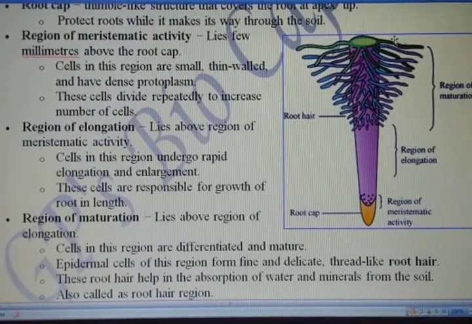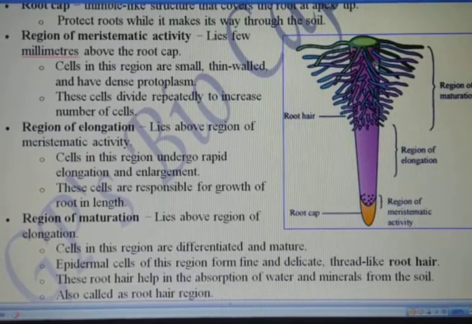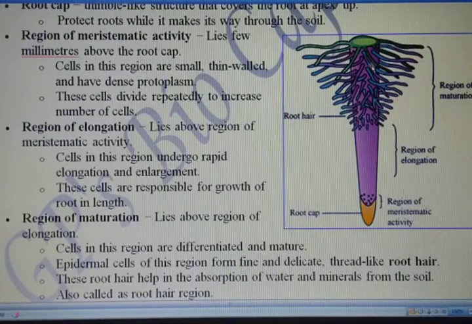And so this region is also called the region of root hair. It is called the region of maturation, but it can also be called the region of root hair, or otherwise root hair region.